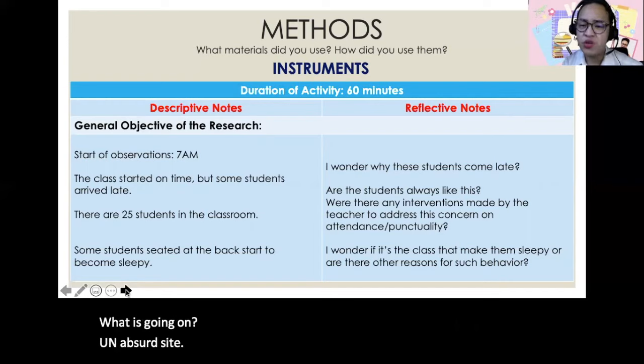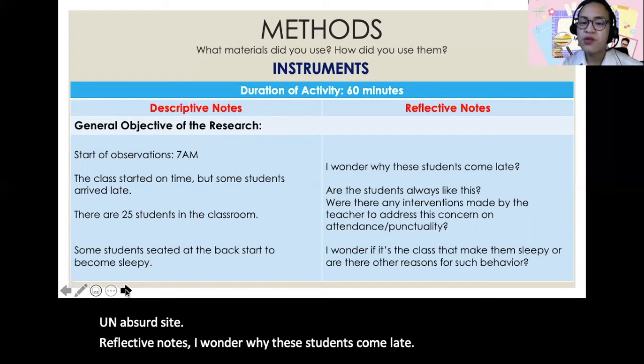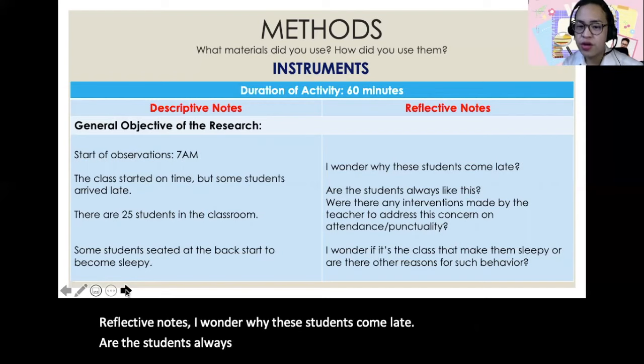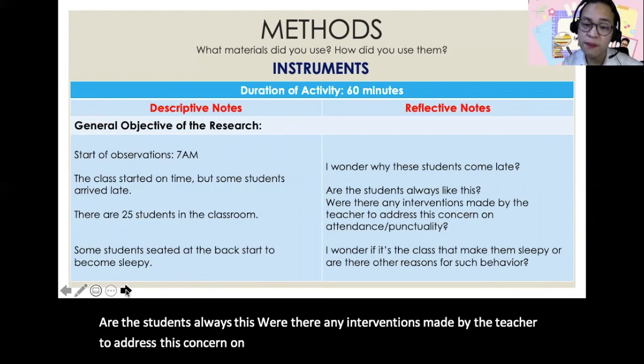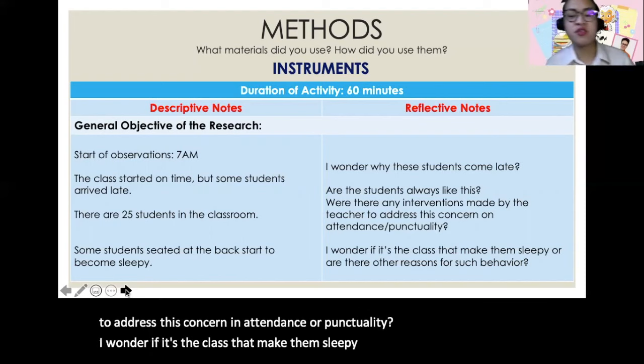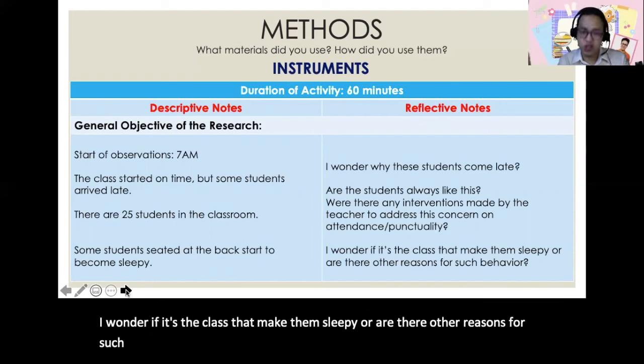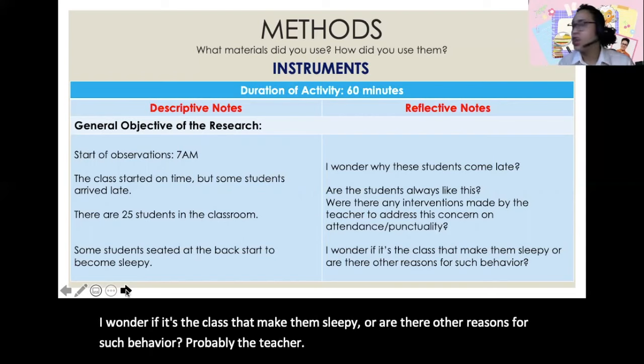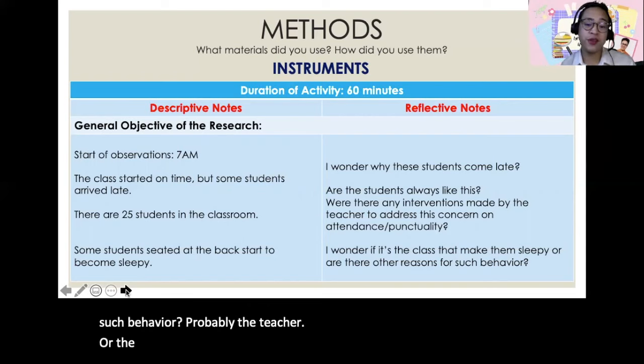Reflective notes. I wonder why these students come late. Are the students always like this? Were there any interventions made by the teacher to address this concern on attendance or punctuality? I wonder if it's the class that make them sleepy, or are there other reasons for such behavior? Probably the teacher or the temperature of the classroom.